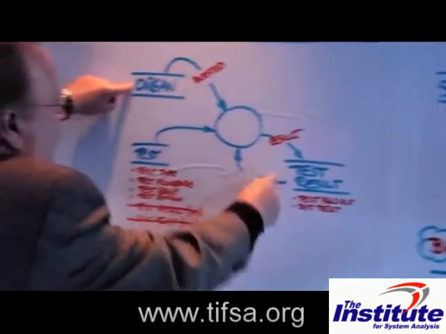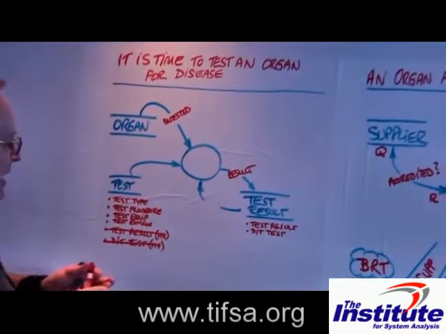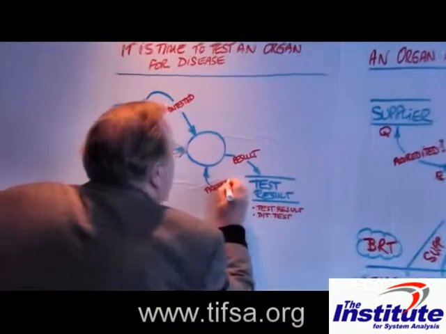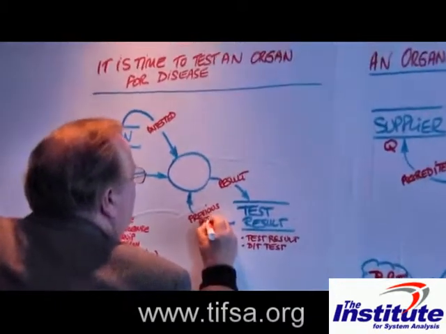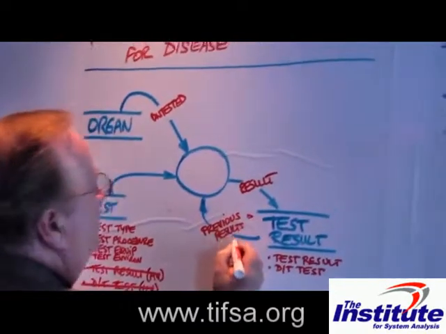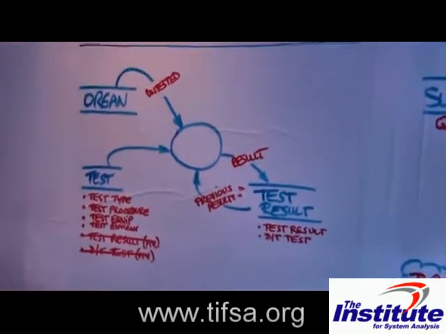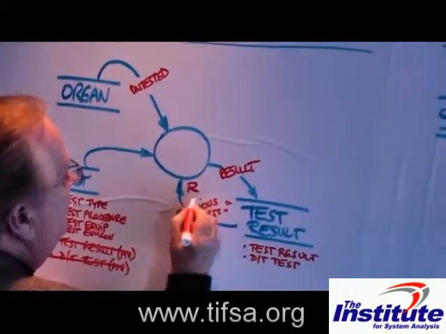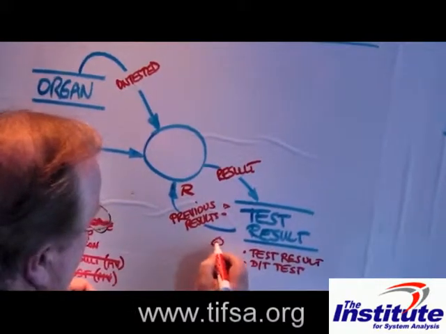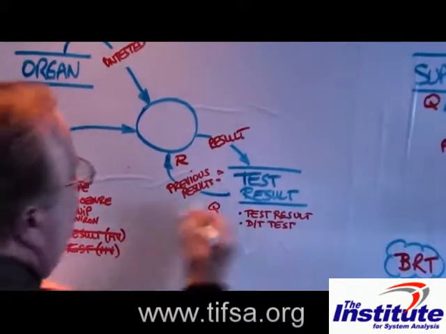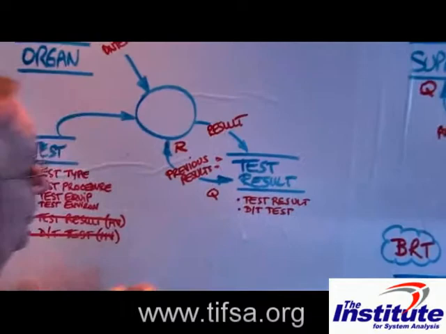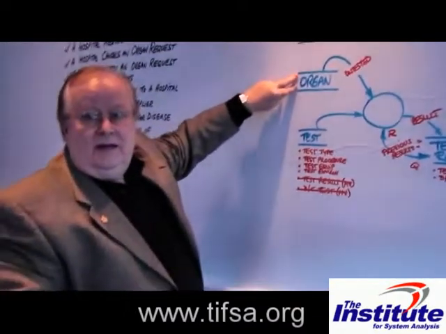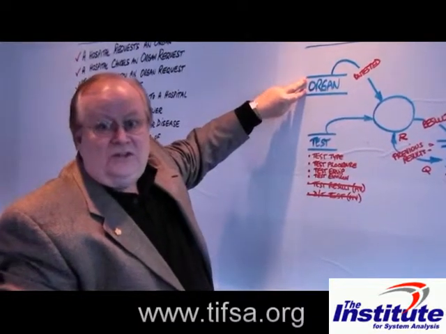find the test results for an organ. And I'm going to just put previous results, question mark, right? And I'm going to do a query and a response. So here's the response, and here's the query. So in other words, I go and find an organ, and I check to see if it has any previous test results.